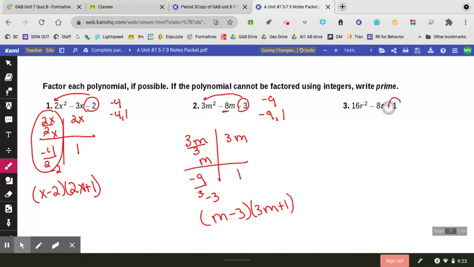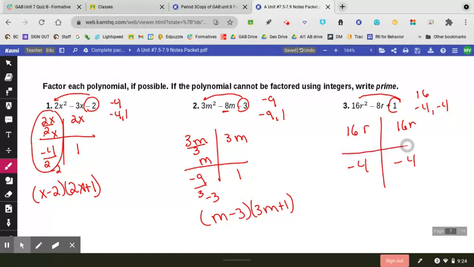Number 3, I do 1 times 16. Numbers that multiply to be 16 that add to be negative 8 are negative 4 and negative 4. So it's 16r, 16r, negative 4, negative 4. They have a GCF in both of 4. So this gives me 4r and negative 1. Divide this by 4, that's 4r, negative 1. So it's 4r minus 1 times 4r minus 1.